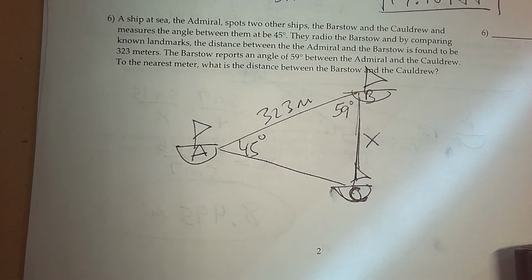And it doesn't have to look exactly like mine. But did you have a ship and the angle between the two boats is 45 degrees? It says the other boat, Barstow, the angle between the two boats is 59 degrees. And then the distance from the Admiral to the Barstow is 323. What's this distance from the Barstow to the Winslow?